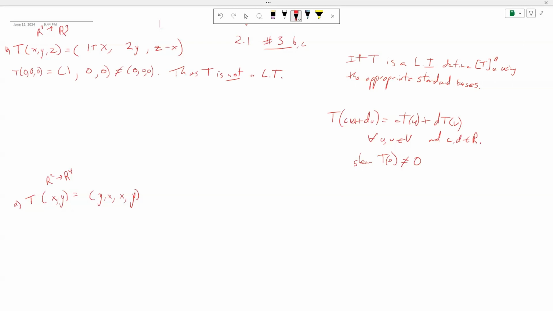Now, that doesn't always work. While it's really nice and easy to use, and typically a very fast way to show something's not a linear transformation, it's not always the case. For example, you've got T of x equals x squared. This is not a linear transformation, but it maps 0 to 0.